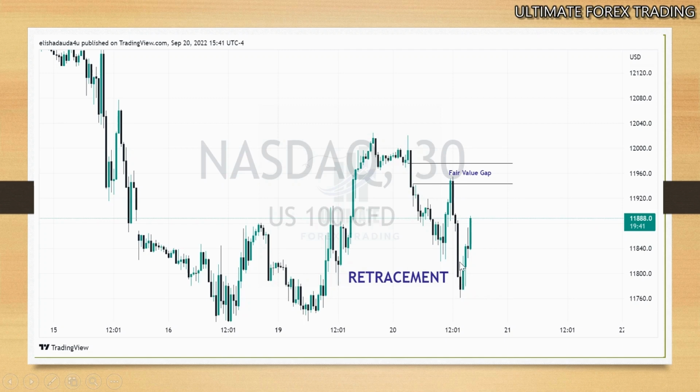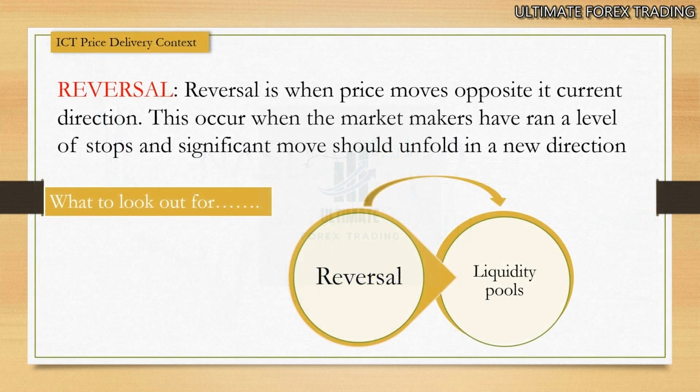As you can see, there's another fair value gap here that price has to retrace to rebalance. So this is retracement, guys. I hope you are understanding it, right?